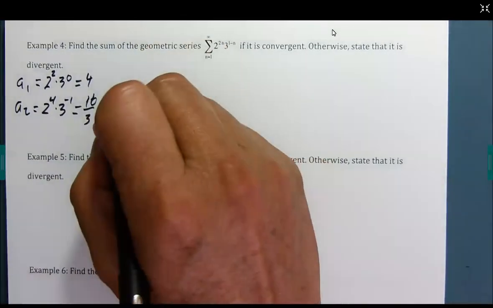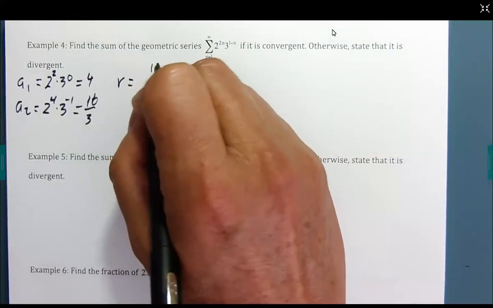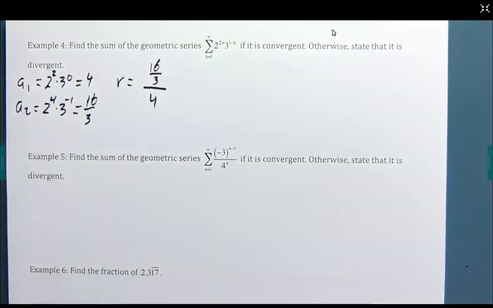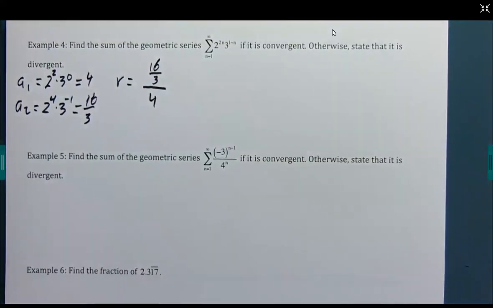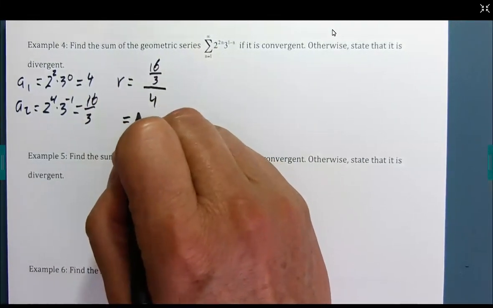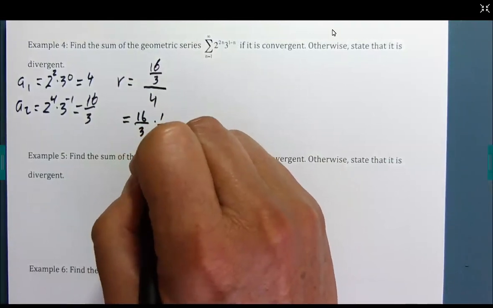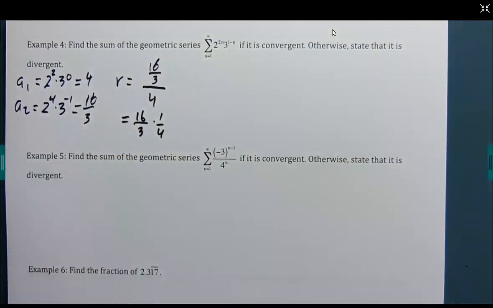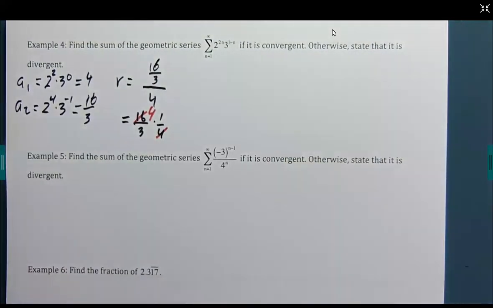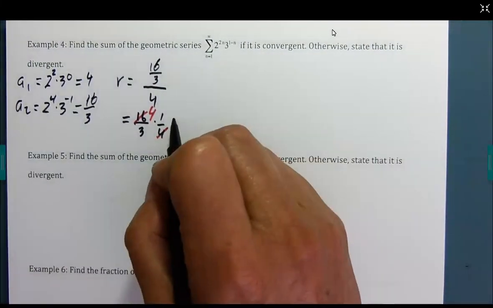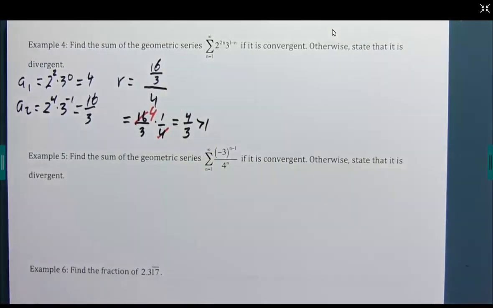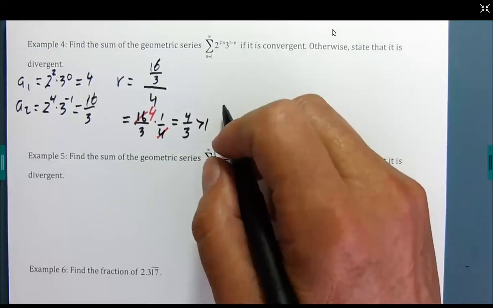And let's now find our common ratio. r is 16 over 3, divided by 4, which is the same thing as multiplying by the reciprocal. So that's 16/3 times 1/4. We can see this is going to reduce to 4/3, which is bigger than 1. So this one is divergent.